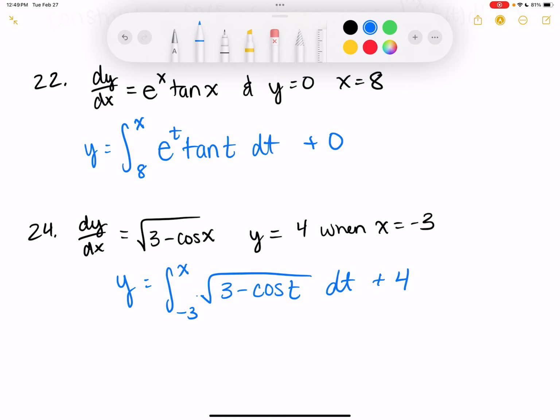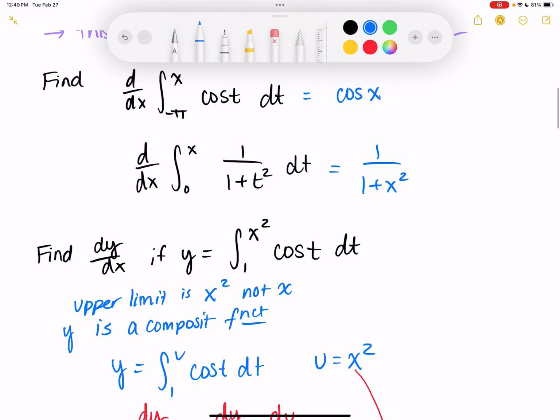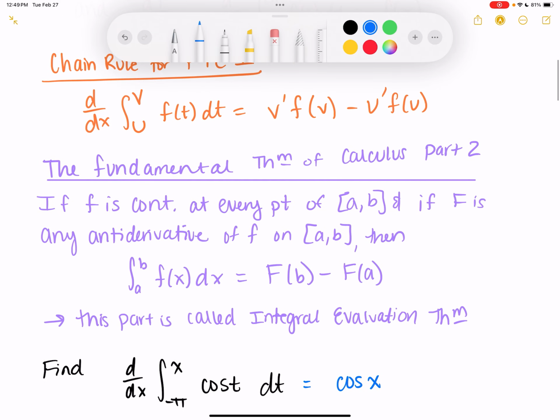All right, evaluate each integral using part 2 of the fundamental theorem. So let's look back at that really fast. The fundamental theorem of calculus part 2: if f is continuous at every point from a to b, and F is any antiderivative of f on a to b, then the integral from a to b of f of x dx is equal to F of b minus F of a. So basically, we're going to be showing that that's true.